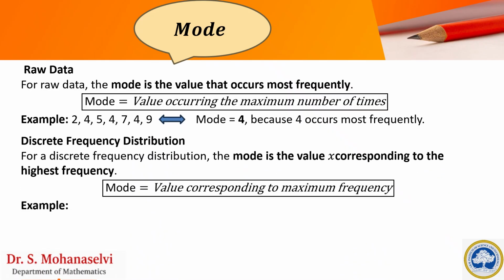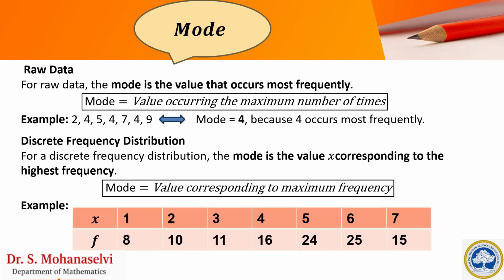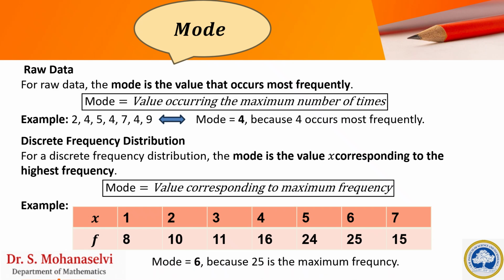For a discrete frequency distribution, the number of times each value occurs is already given as its frequency. So we simply look at the frequency column and identify the highest frequency. Then the corresponding x value is the mode. For example, in this, the maximum frequency is 25, and hence the corresponding x value, which is 6, is the mode.